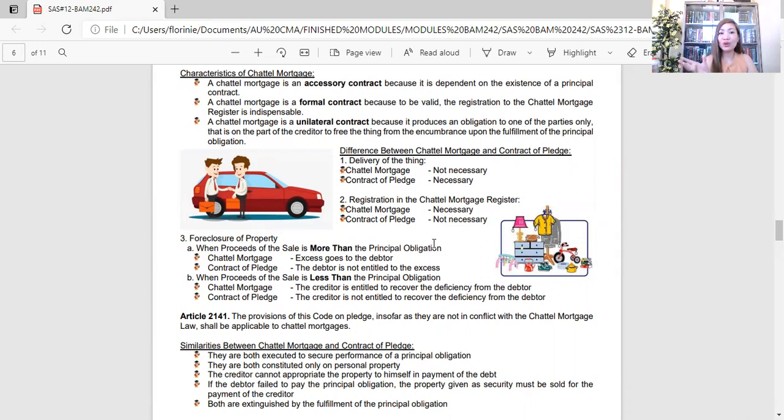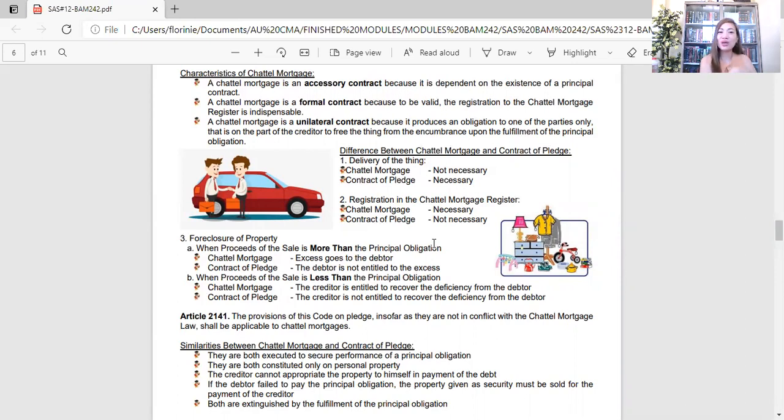Pag di mo pinarehistro, hindi siya enforceable against the whole world. That's just between you and the other person. Pero valid siya. Pero sa chattel mortgage, to be valid, you need to register the same to the chattel mortgage register. And it is an indispensable requisite. Ayan.